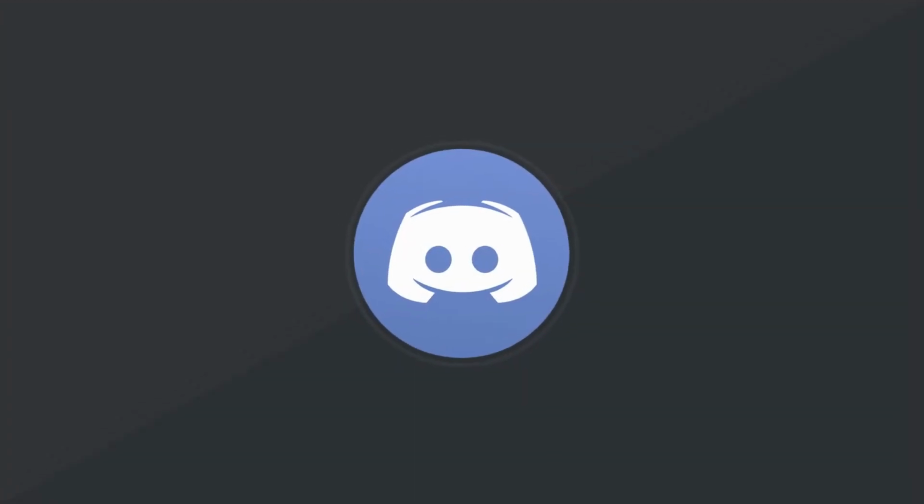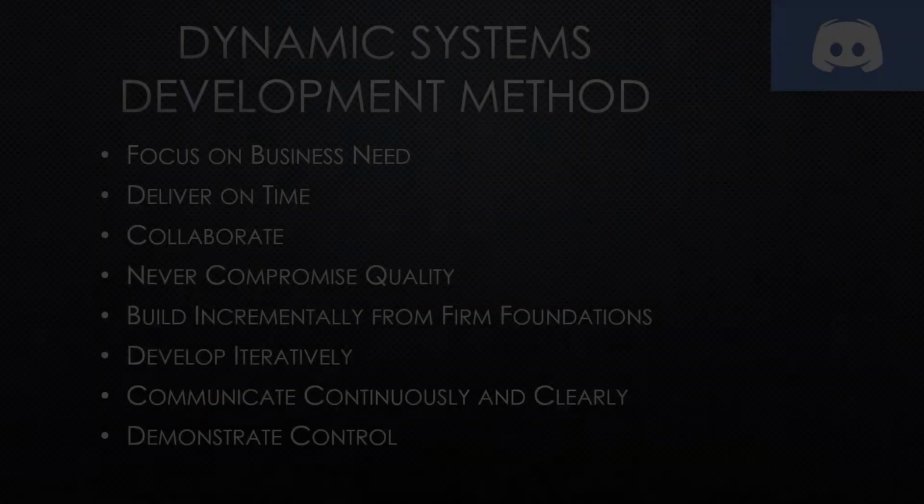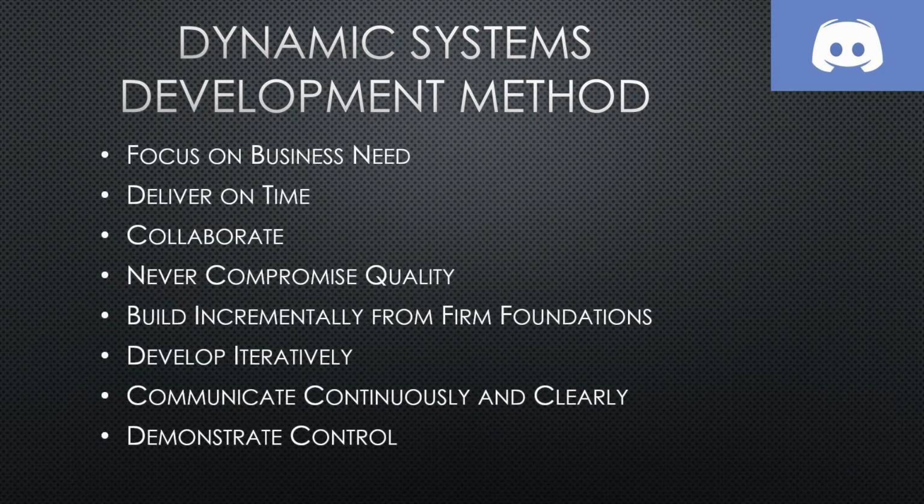Now that we have shown some of the main features of Discord, we will now discuss how Discord works with the Dynamic Systems Development Method. DSDM has 8 major principles: focus on business need, deliver on time, collaborate, never compromise quality, build incrementally from firm foundations, develop iteratively, communicate continuously and clearly, and demonstrate control.